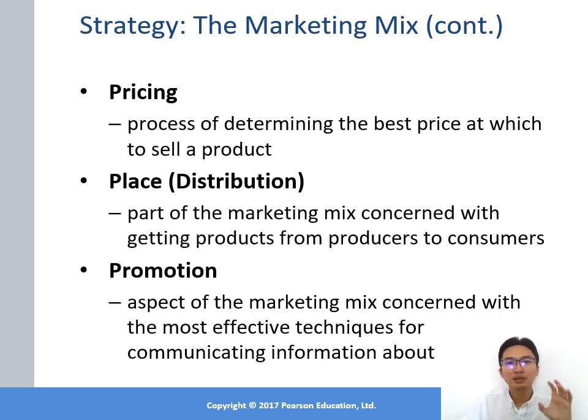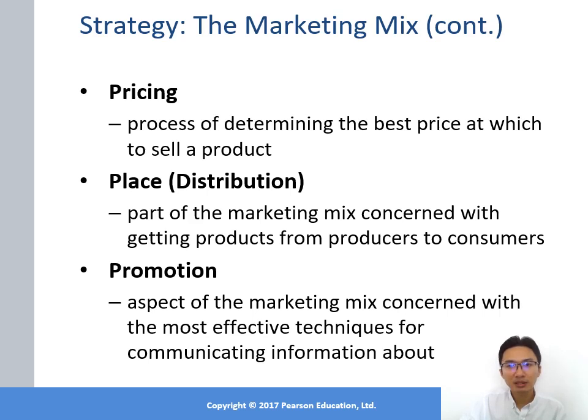The second P is pricing. The pricing of a product involves selecting the best price at which to sell it. It is often a balancing act. On one hand, prices must support a variety of costs, such as operating, administrative, research, and marketing costs. On the other hand, prices cannot be too high, or the customers will turn to competitors. So it's a balancing act.